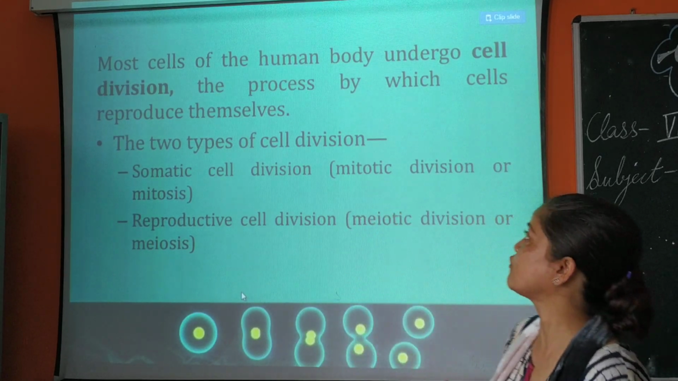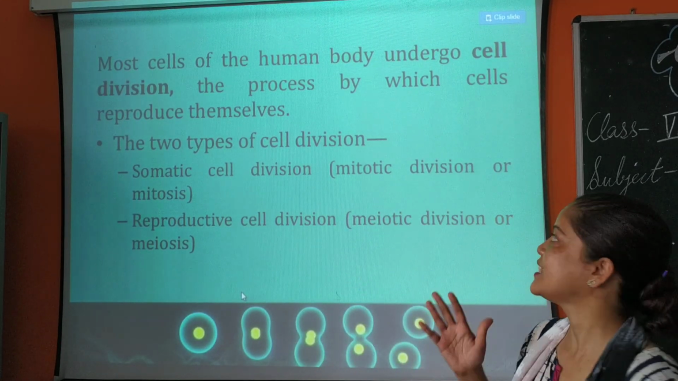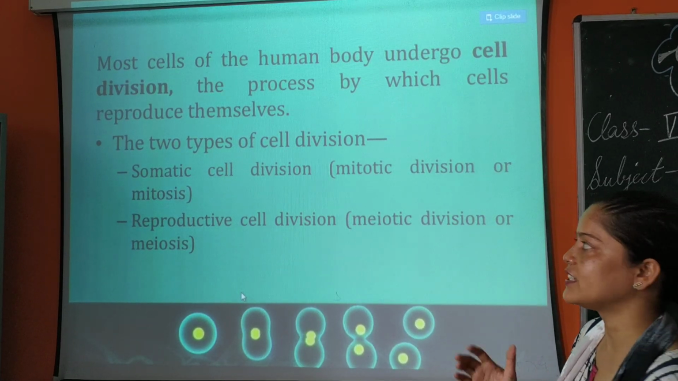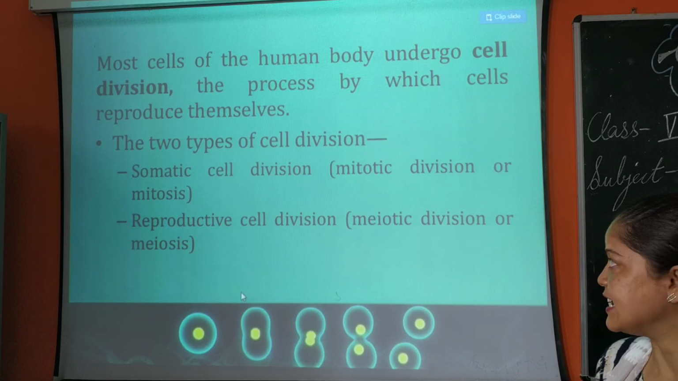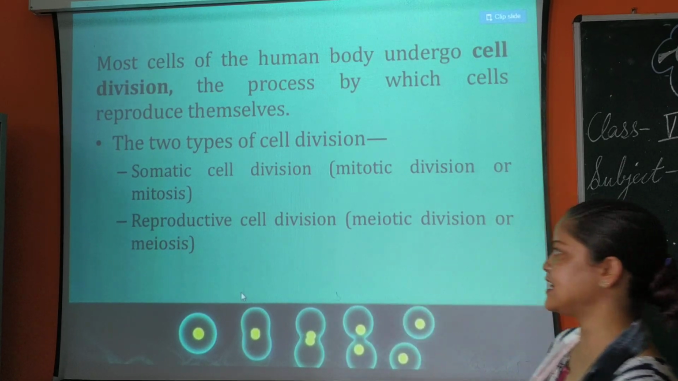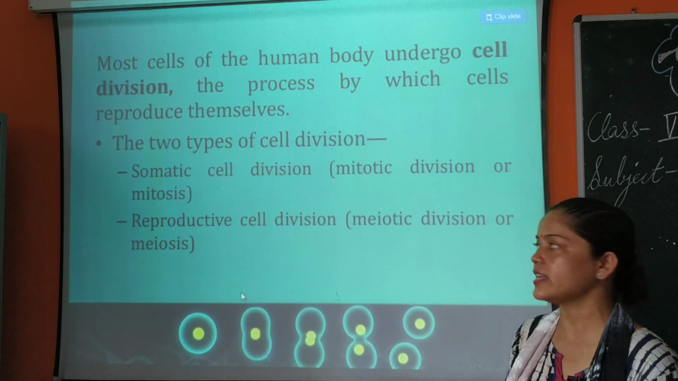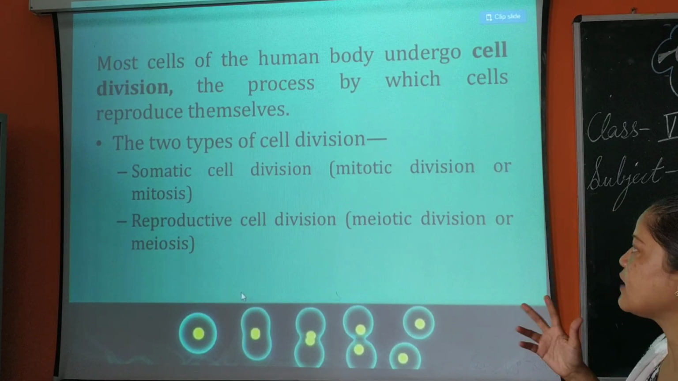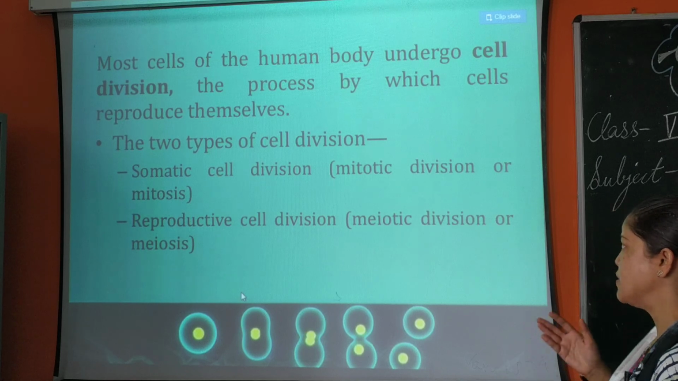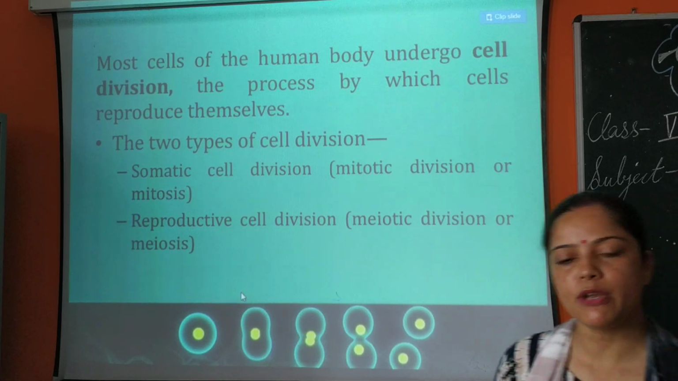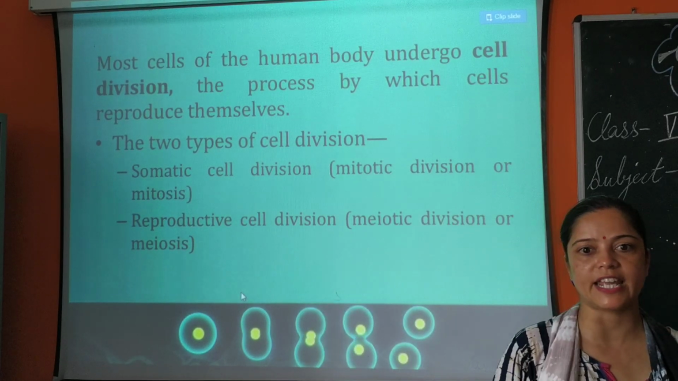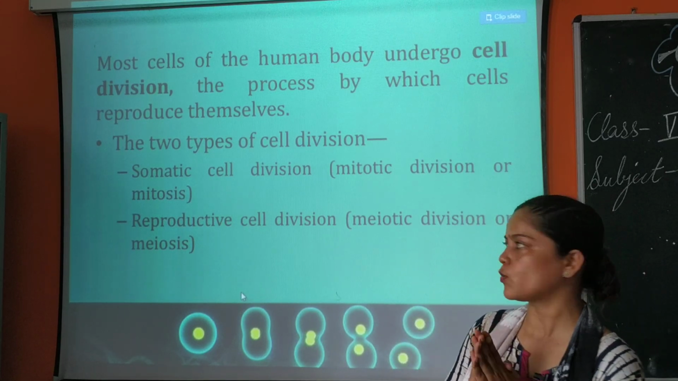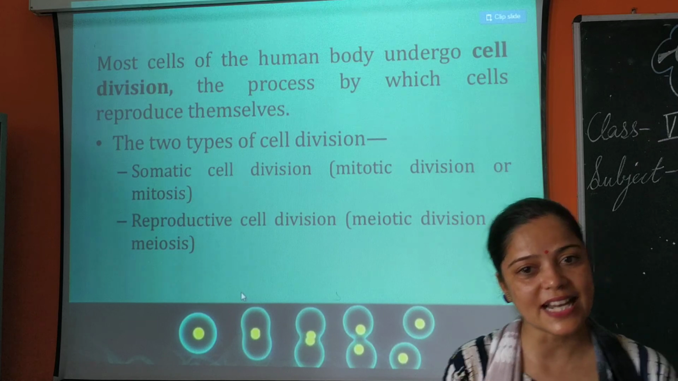Most of the cells of the human body undergo cell division, the process by which they reproduce themselves. The two types of cell division are somatic cell division, also called mitotic division or mitosis, and reproductive cell division, called meiotic division or meiosis. You will study all these things in your higher classes, but till then I just want to tell you what cell division is.